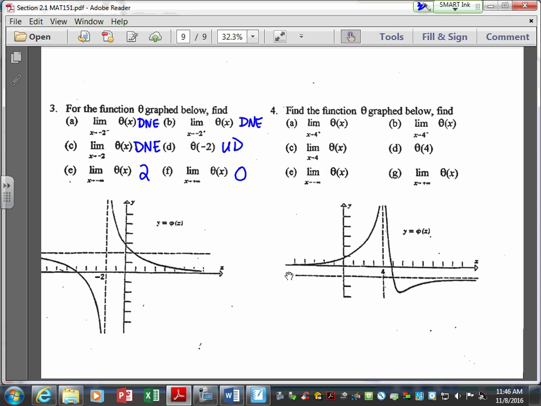All right, let's look at number 4. As x approaches 4 from the right, what about it? Does not exist. What about 4 from the left? Does not exist. What about 4 in general? If the left-hand and the right-hand limits don't exist, then the limit just doesn't. What about theta evaluated at 4? Undefined. As we approach negative infinity, what are we headed to? 0. What about if we're going towards positive infinity? Looks like negative 1.